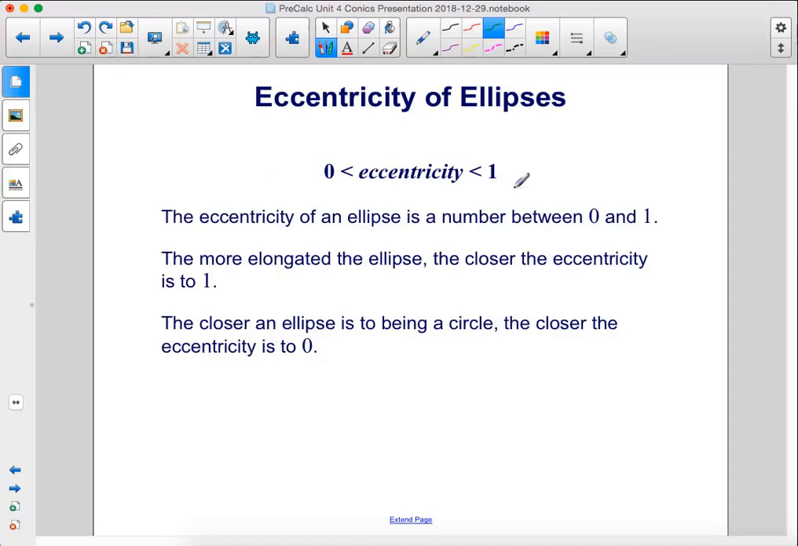The eccentricity of an ellipse is a number between 0 and 1. The more elongated the ellipse, the closer the eccentricity is to 1. The closer an ellipse is to being a circle, the closer the eccentricity is to 0.